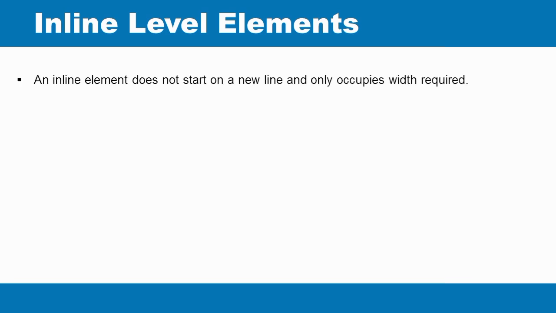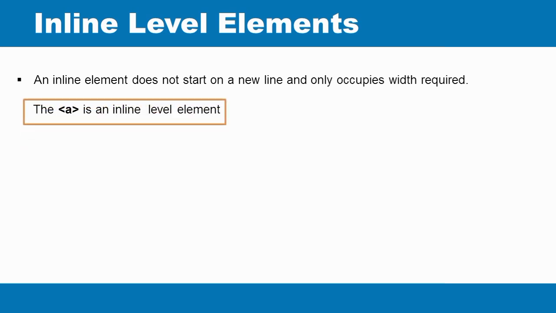The inline element is different from the block level in that with an inline element, it does not start on a new line and it only occupies as much width as necessary. So it will only take up the width it needs. An example of an inline element is the anchor element, which you need to add a link to a web page. It will only take up the required space it needs.